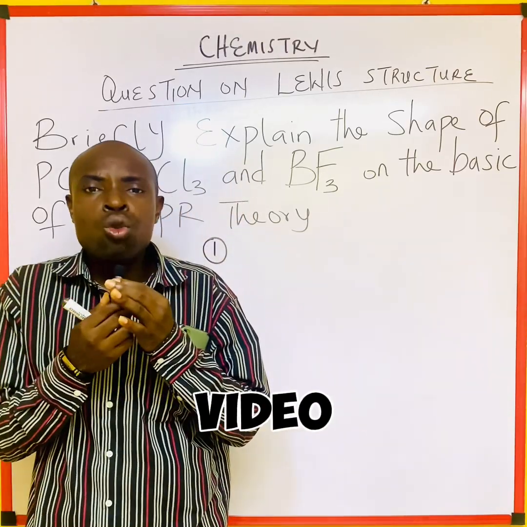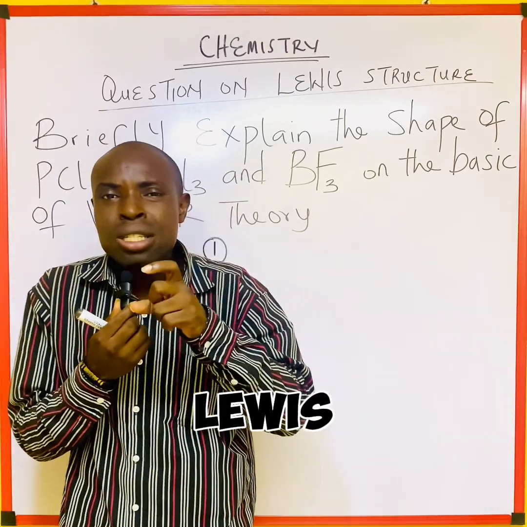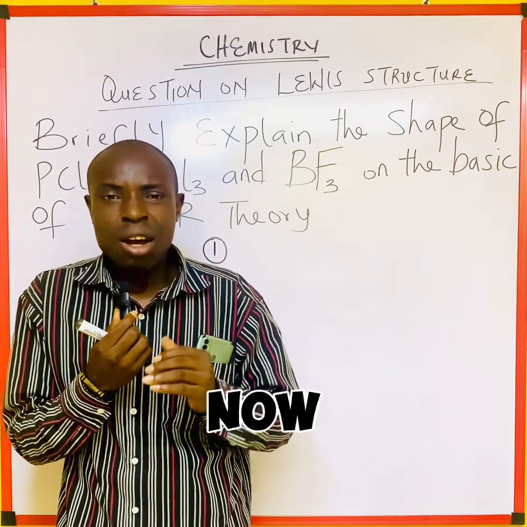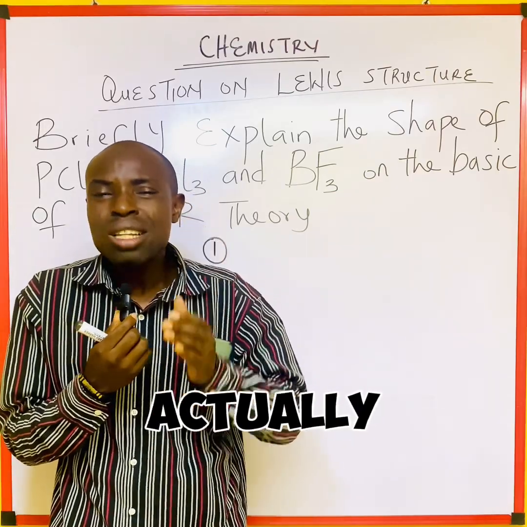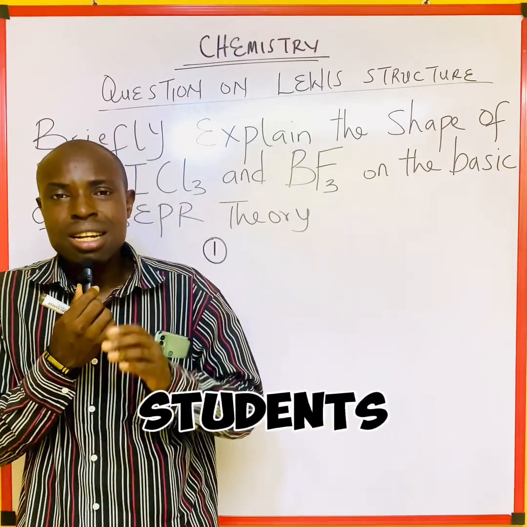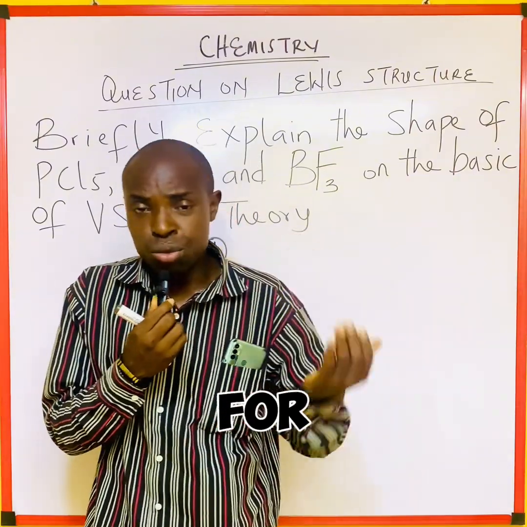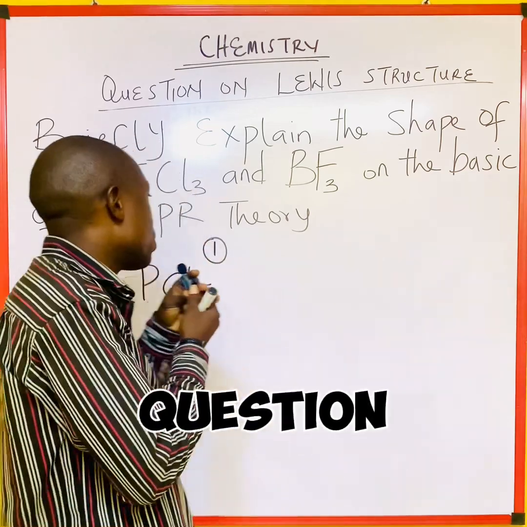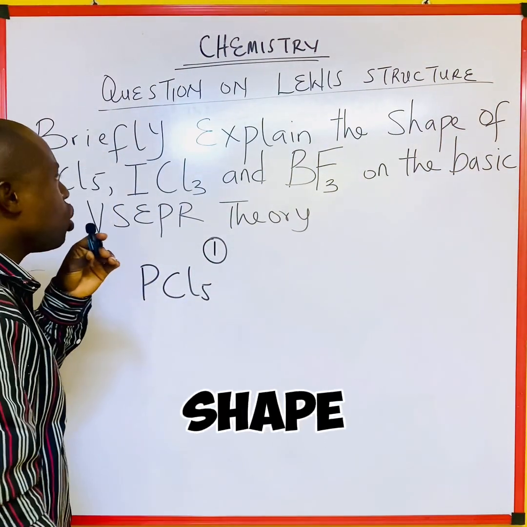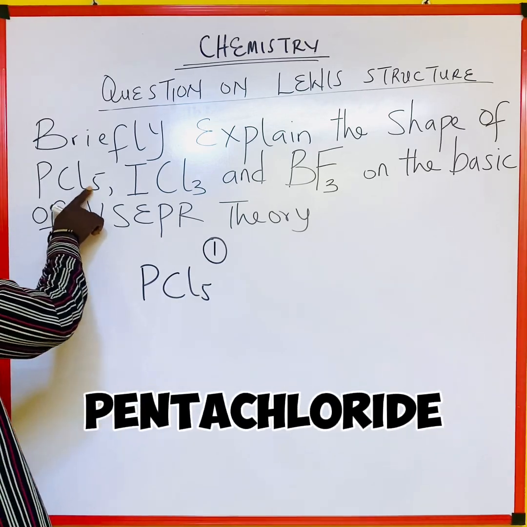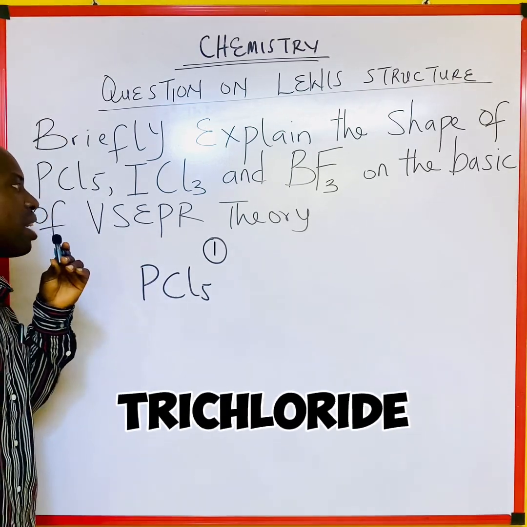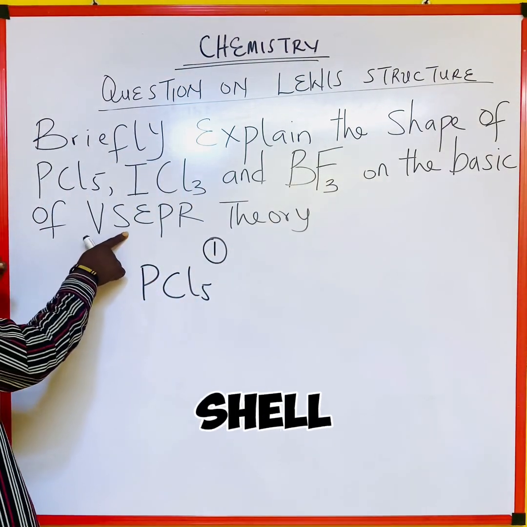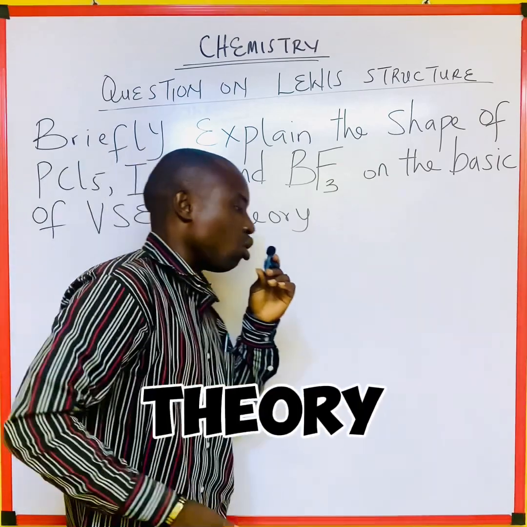Now in this particular video, we're going to be taking a question on Lewis structure and other aspects surrounding it. This video is very important for students that are preparing for WAEC, JAMB, AP, A-level exams. Now the question says, briefly explain the shape of phosphorus pentachloride, iodine trichloride, and boron trifluoride on the basis of valence shell electron pair repulsion theory.